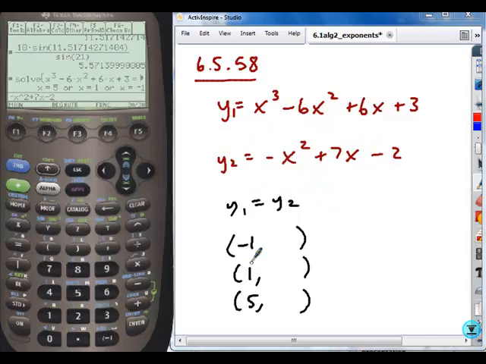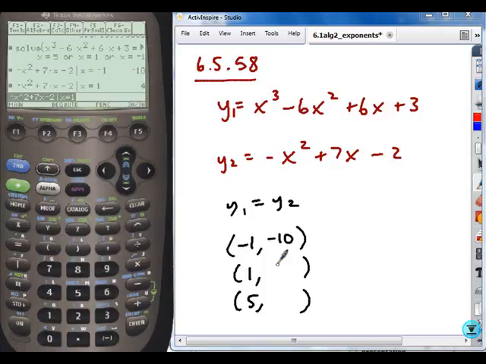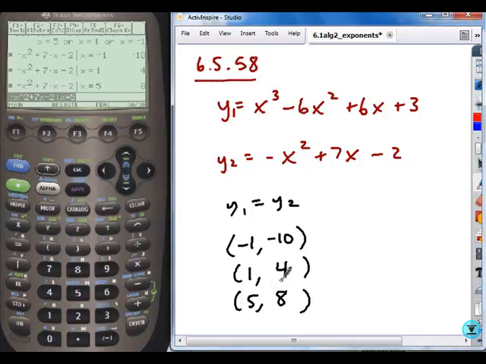So if I know I want to evaluate that expression for 3 different things, what can I do easily? Anybody remember? If I use the with key and just plug x is equal to negative 1, I get negative 10 here. All I have to do to test for 1 is delete the negative, so I get 4. And all I need to do to test for the 5 is change the 1 to a 5, and I get 8. And so those are going to give me my 3 different points for that.